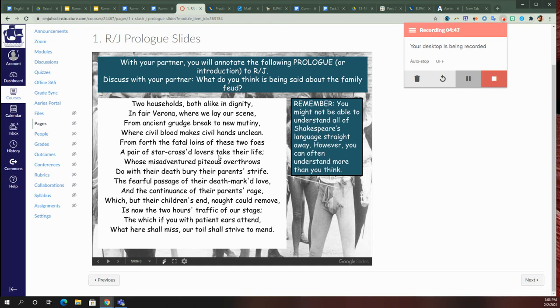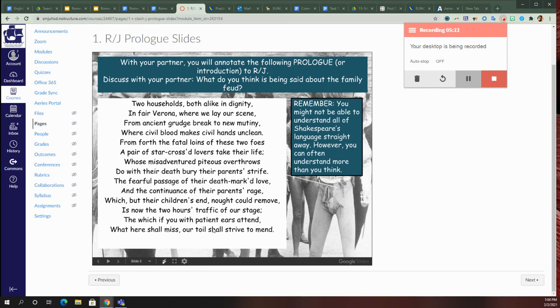There's a pair of lovers who are met by fate, and they end up taking their life or killing themselves. This misadventure or this bad luck is thrown over with the parents' death, the parents' burial of their death, and the story of this rage, of this blood, and of this forbidden love is the content of this two-hour long play.